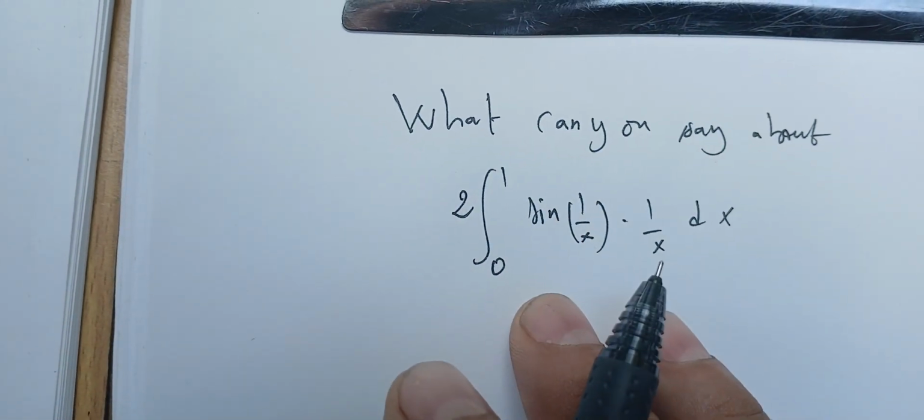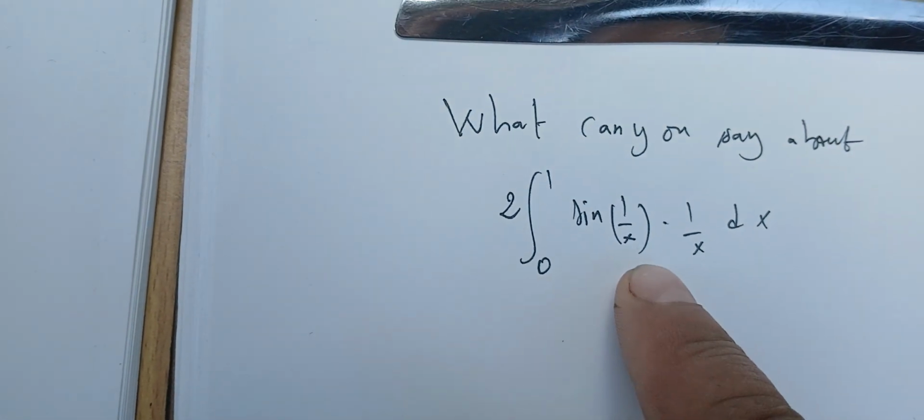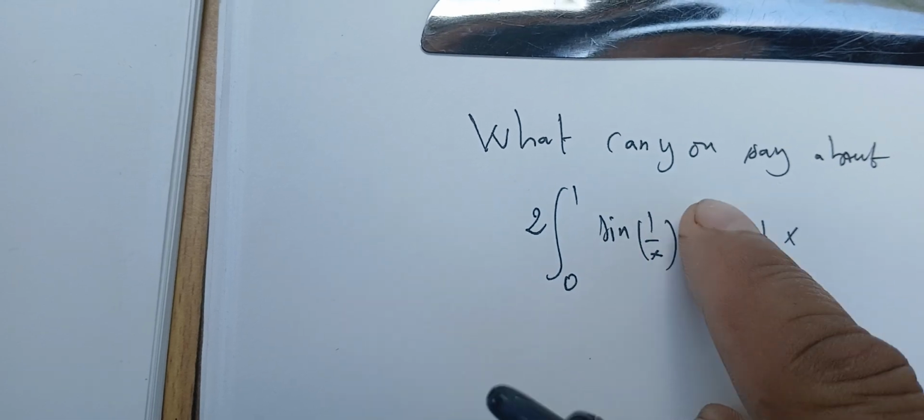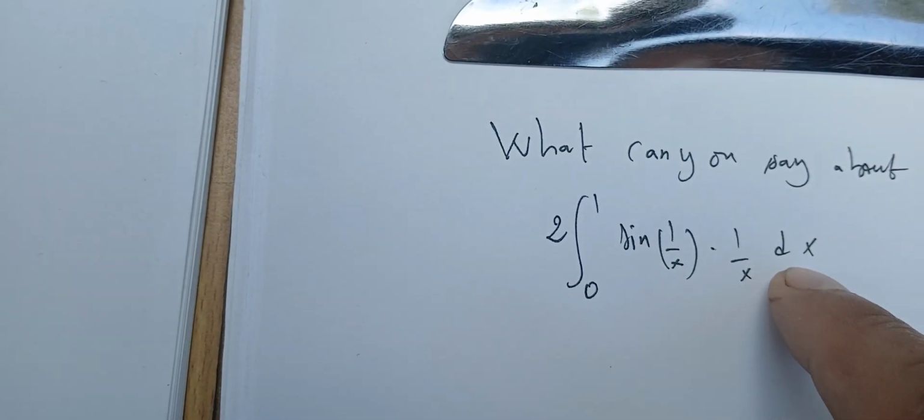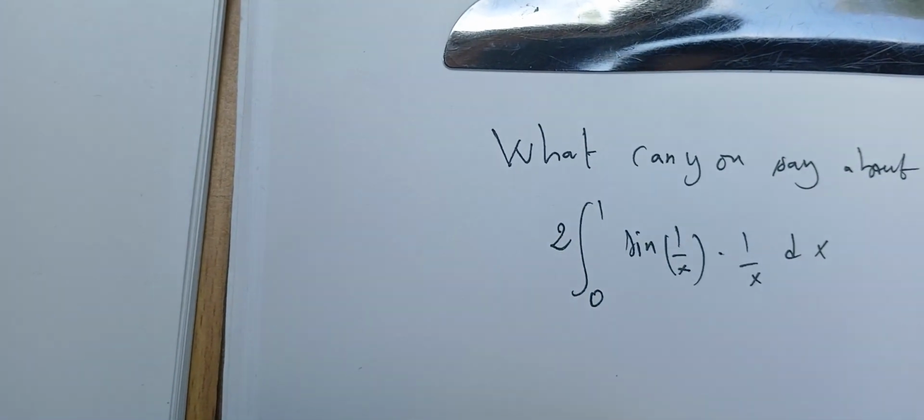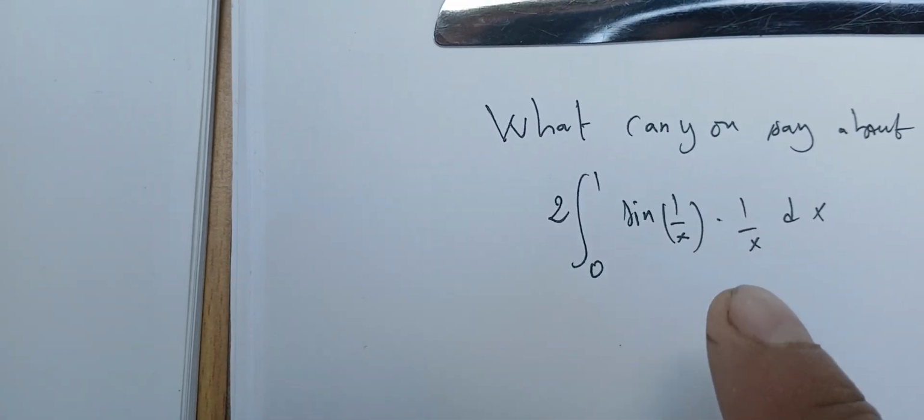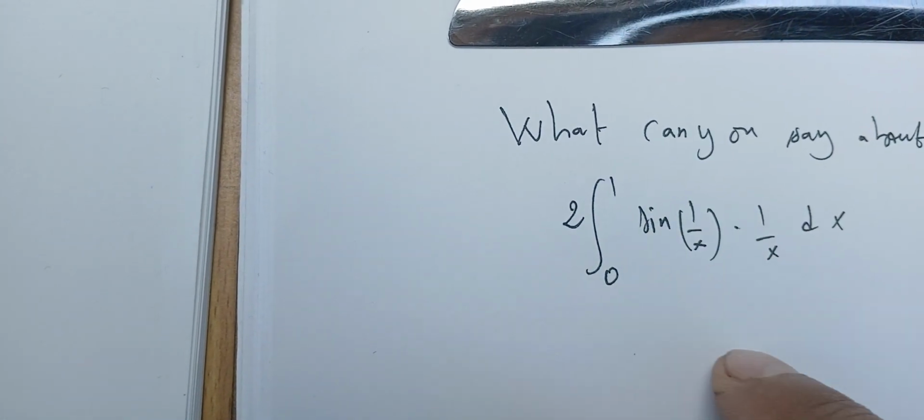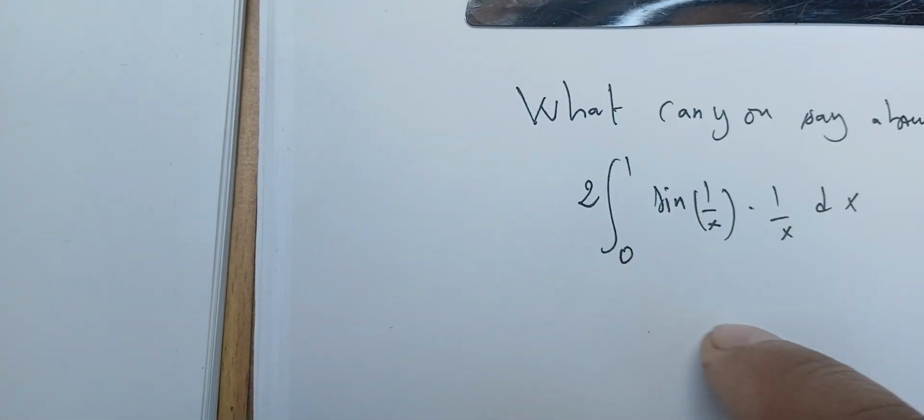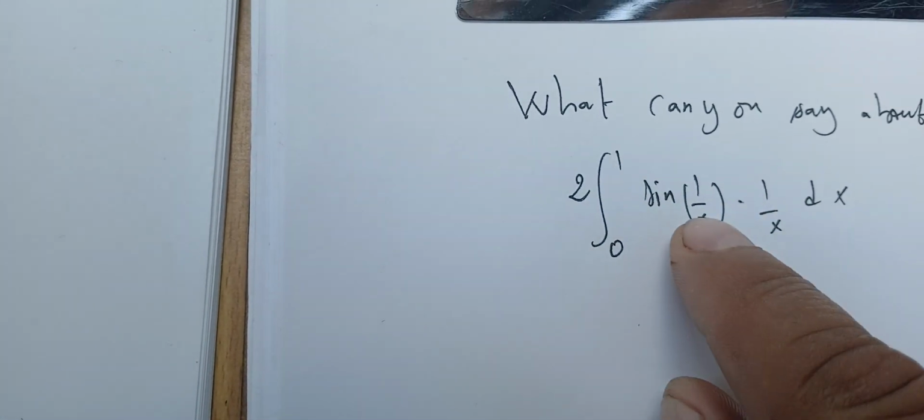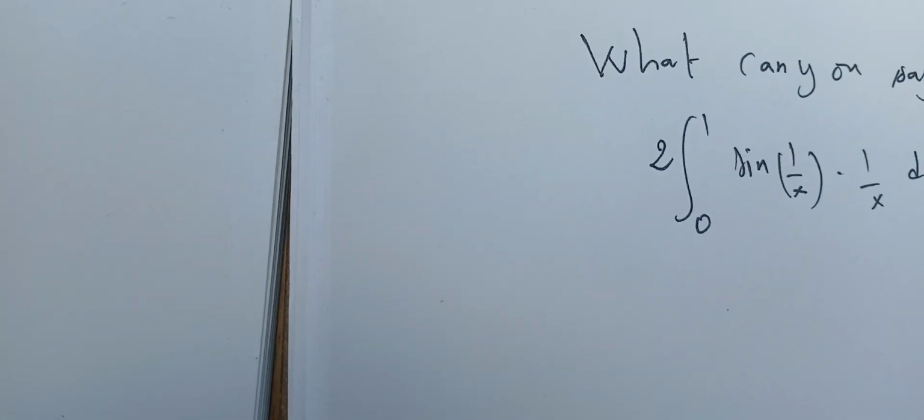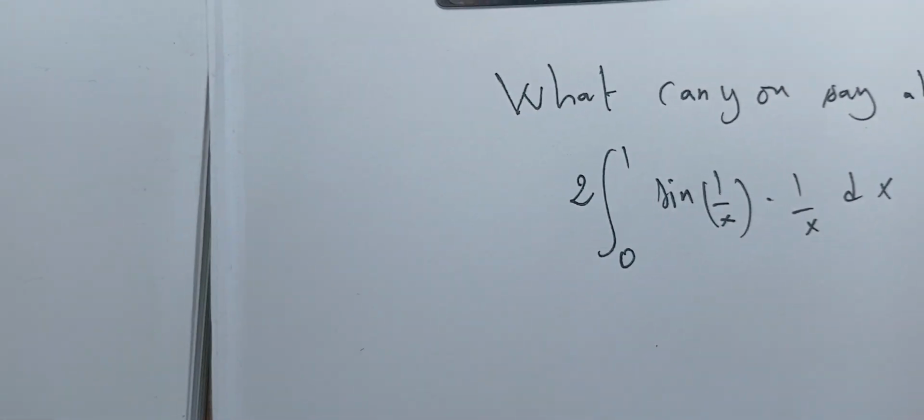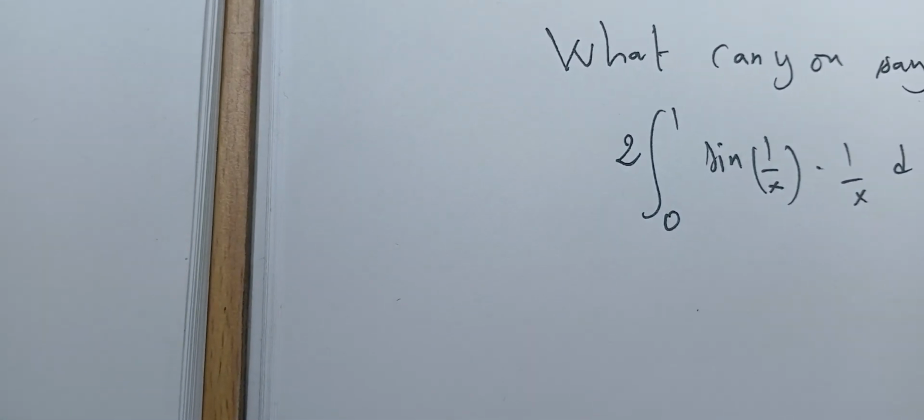In this question, we're going to see what we can say about the function sine of 1 over x times 1 over x between 0 and 1. Clearly we have an issue at 0. We don't have a problem at 1. So this is an improper integral of the second kind.